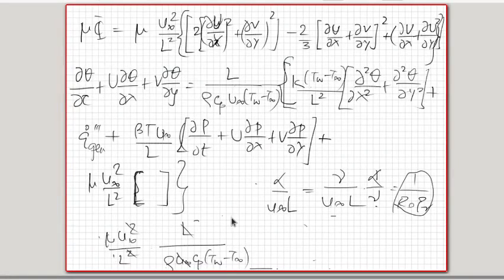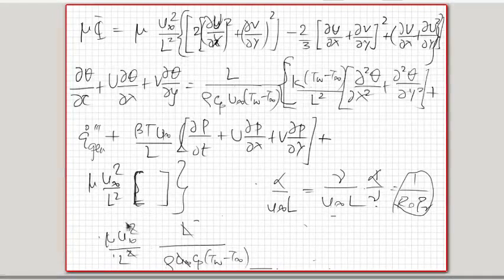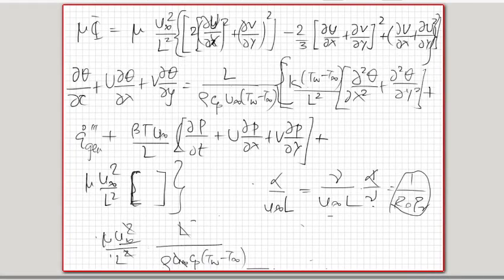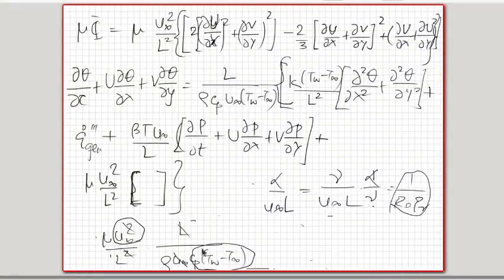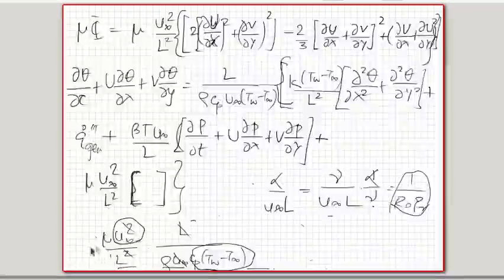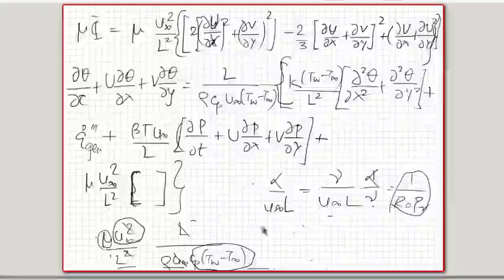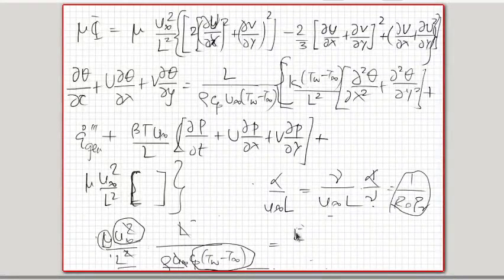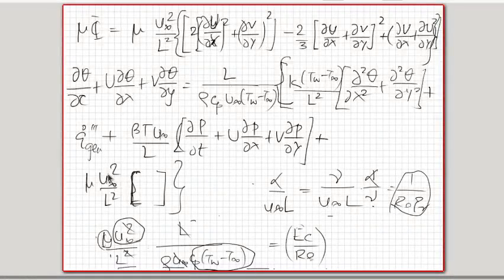So if, instead of cancelling it out, I write U infinity squared divided by Cp into T wall minus T infinity as the Eckert number, then the rest of the number that you would get will be rho U infinity L by mu. So you would get Eckert number divided by the Reynolds number. Okay, so this is basically the same combination that you get. So this number will become Eckert number divided by Reynolds number.